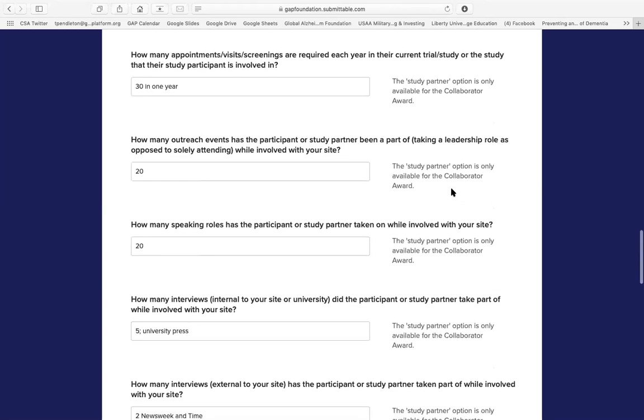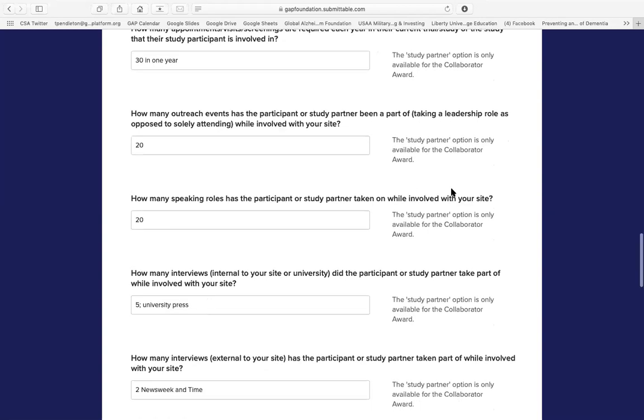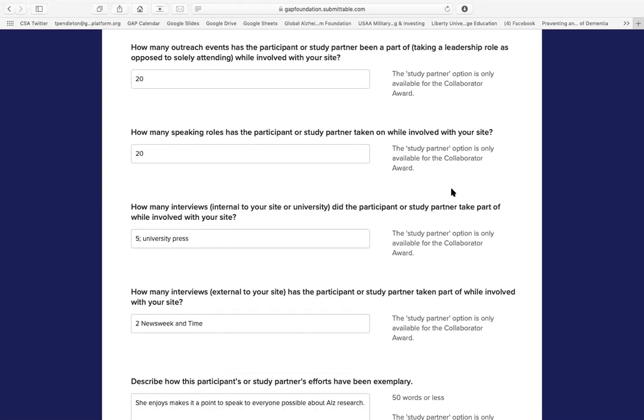Your next question is how many appointments, how many times do they have to come see you, how much involvement do they have? I said that there are 30 a year for me. How many outreach events has this person done? This is important because this helps us understand how involved in the community your nominees are, so that when we're highlighting them in our stories, we're able to tell what it is that they actually do and how much they do.